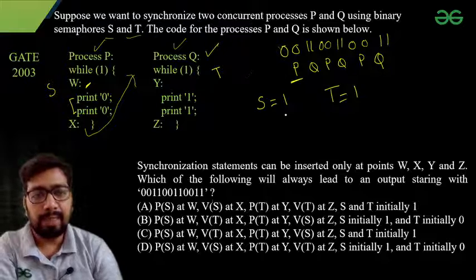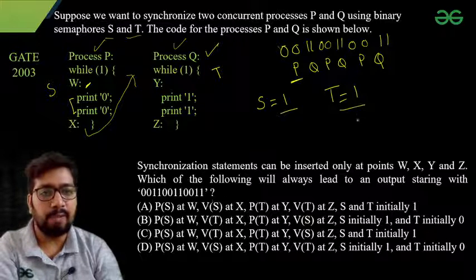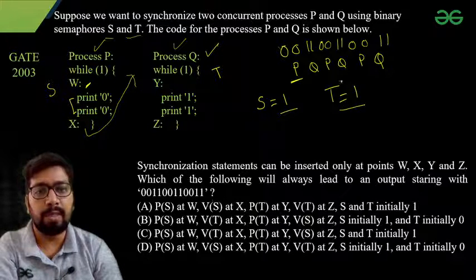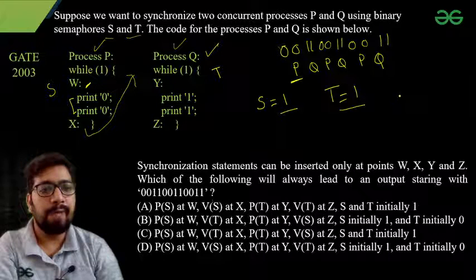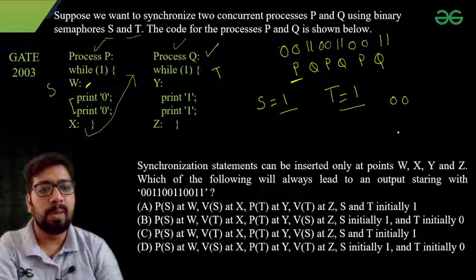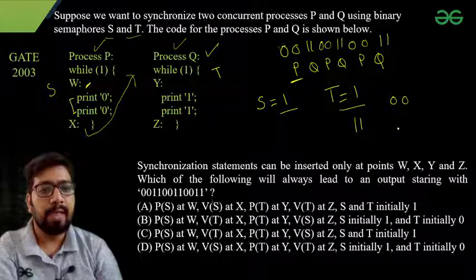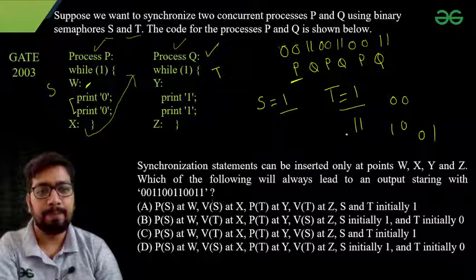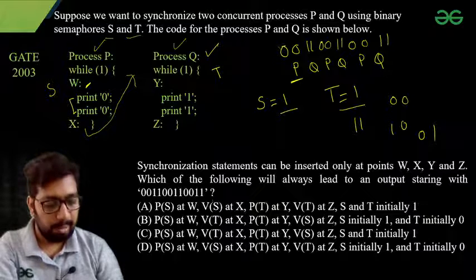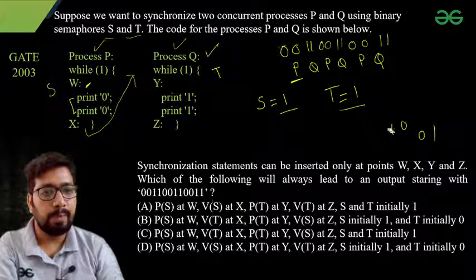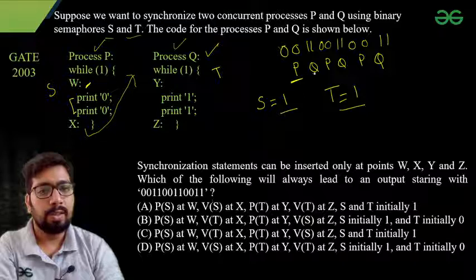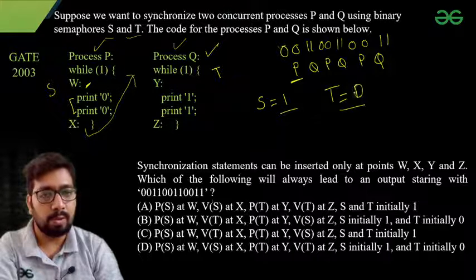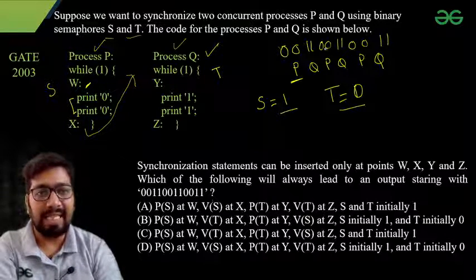Why so? Initially, we have seen if both values are 1, 1, then we cannot guarantee that 00 will be printed. It can print 1, 1. It can print 1, 0. It can print 0, 1 based on the critical section. Fine. So that is the problem here. So initially, T must be 0 and S must be 1. So T must be initially 0. So that's how I cracked it, because I need that sequence.